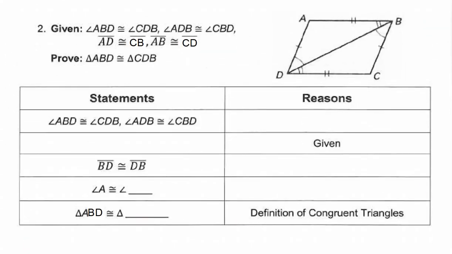Next proof. Are these 2 triangles congruent? So they gave us angle ABD is congruent to angle CDB. Whoa, where's my pen? And they gave us angle ADB is congruent to CBD. They also gave us that side AD is congruent to CB and side AB is congruent to side CD.